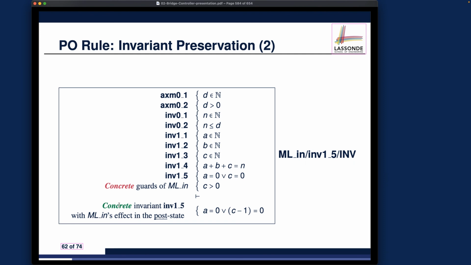Alrighty, we have the final part to cover for this week, which is about how to prove initialization in the context of refinement.